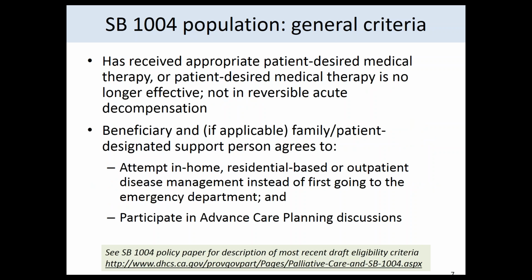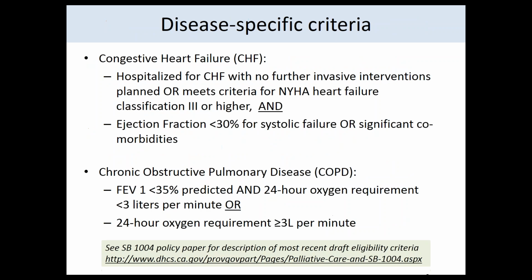So additional general criteria: has received appropriate patient-desired medical therapy, or patient-desired medical therapy is no longer effective. The person is not in reversible acute decompensation. The beneficiary, and if applicable, the patient and family members agree to attempt in-home residential-based or outpatient disease management instead of first going to the emergency department, and they agree to participate in advanced care planning discussions. Next slide, please. So in addition to all those general criteria that apply to everyone who would be looking to take advantage of SB 1004 palliative care, there are also disease-specific criteria for the 4 diseases that are designated as being eligible in the policy.